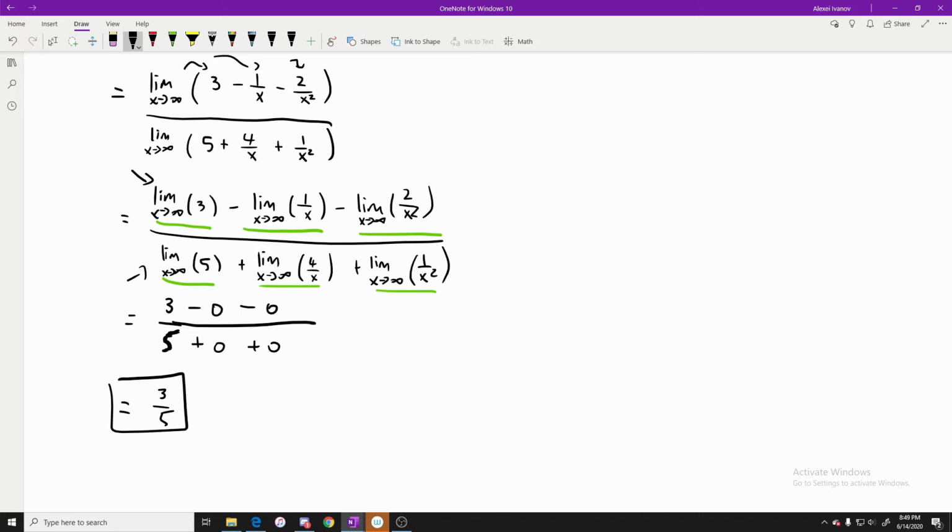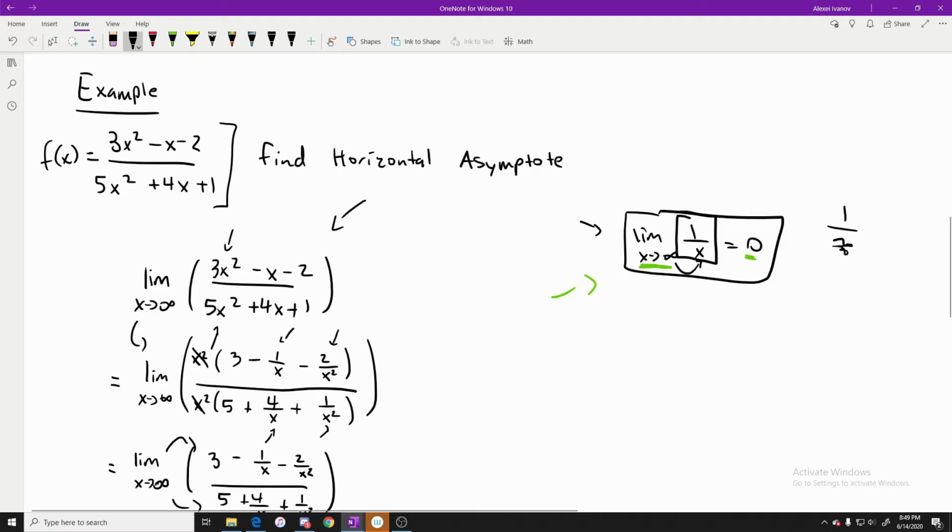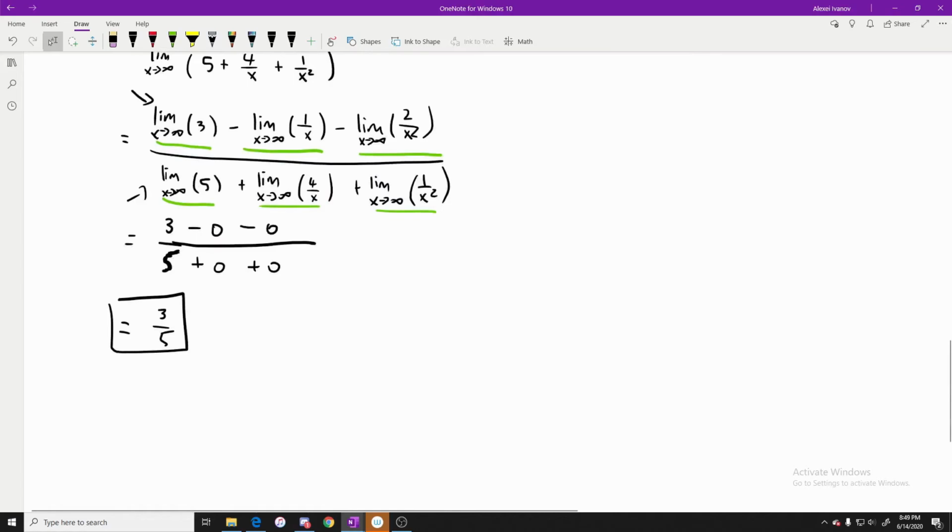So that's half of the work done because we've evaluated this right here. We've evaluated as x approaches infinity. So we can say that 3 over 5, the line y equals 3 over 5, is a horizontal asymptote. But the question asks us to find all horizontal asymptotes. So let's go ahead and do that by checking as x approaches negative infinity.